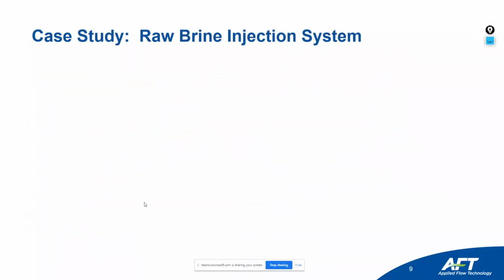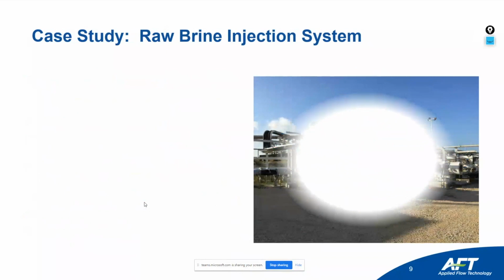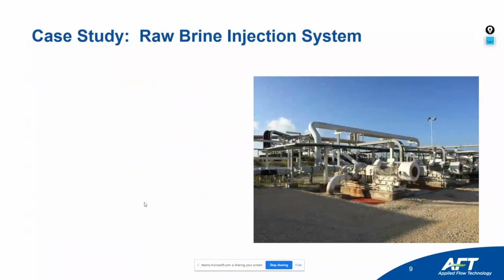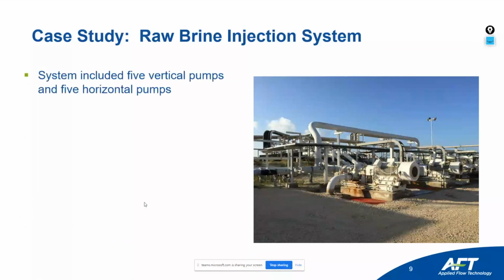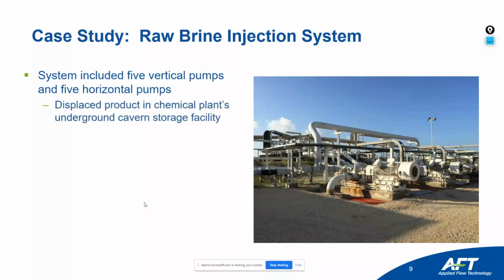I want to talk about a case study that's interesting here really quick. It is for a raw brine injection system for an oil and gas facility. And essentially they had 5 vertical pumps and 5 horizontal pumps operating in their plant. And the goal is to displace product in the chemical plant's underground storage facility.